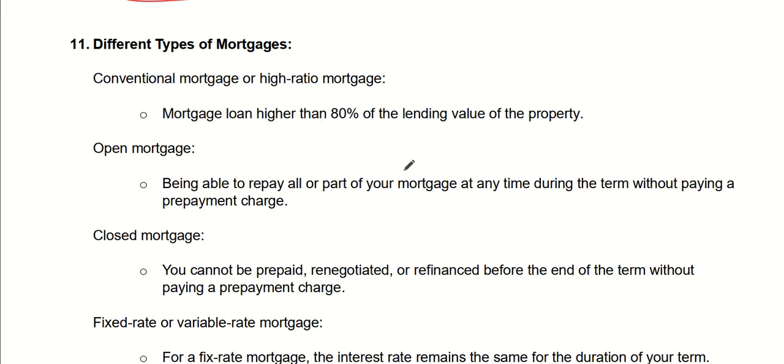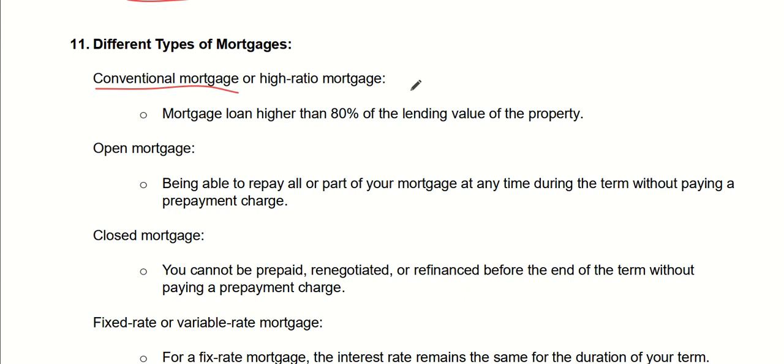Different types of mortgages. So we have the conventional, like your typical mortgage, or the high ratio mortgage. I like to call it conventional mortgage. It's a mortgage where the mortgage loan is higher than 80% of the lending value of the property. So you're actually borrowing a little bit more than what the property is worth.